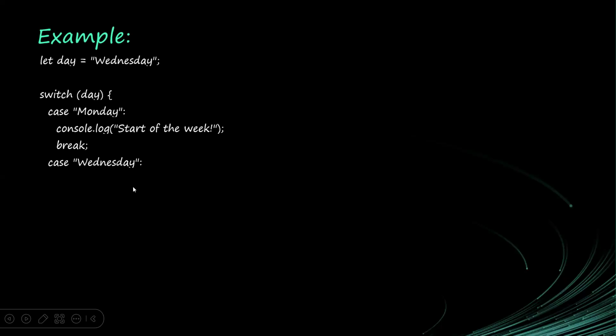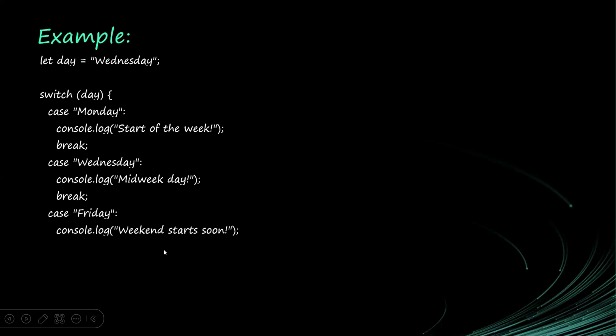When it is Wednesday, we say midweek day. All right, we break out. When it is Friday, we say weekend starts soon. We break out. Or by default, in case the user gave us something like Tuesday or Thursday, and you can see we didn't have any Tuesday, Thursday in our cases, then it will go to the default, just another day. Do you understand?